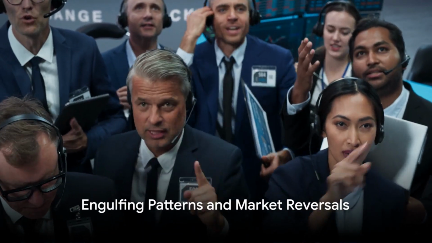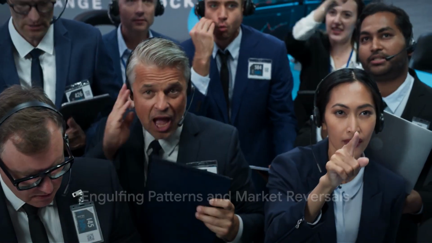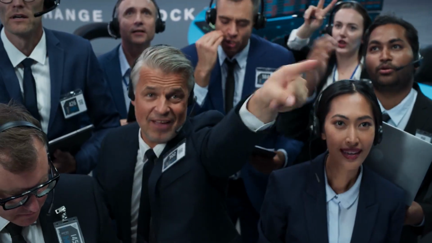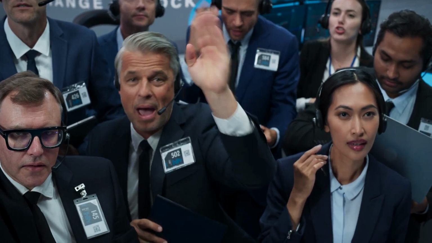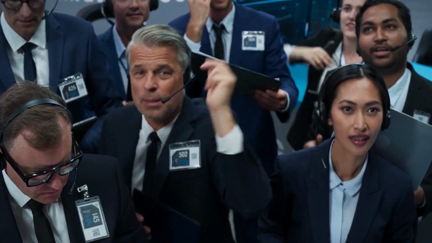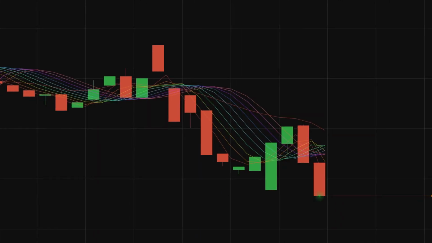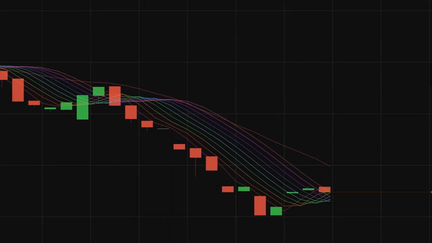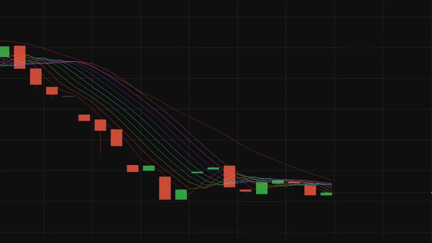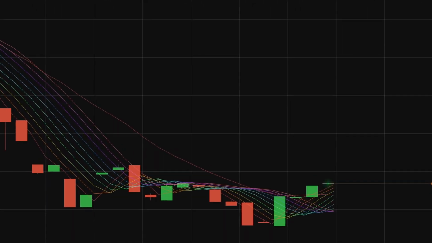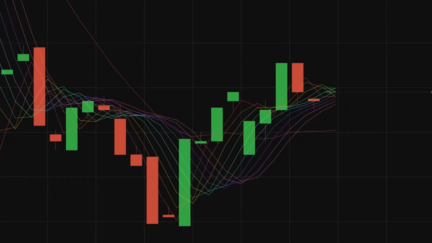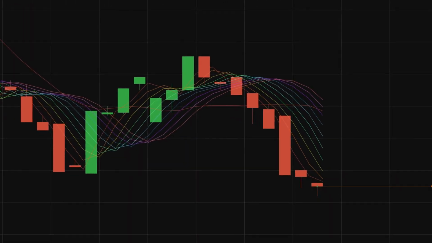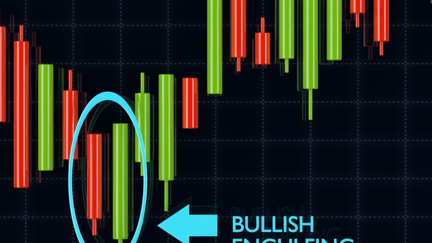Ready to dive deeper? Let's explore bullish and bearish engulfing patterns. These patterns play a crucial role in predicting market reversals, so buckle up as we delve into the details. First, let's understand what an engulfing pattern is. Essentially, it's a two-candle pattern that occurs when a small candle is followed by a larger one, completely overshadowing or engulfing the previous candle. The color of the engulfing candle, whether it's green or red, determines whether it's a bullish or bearish engulfing pattern.